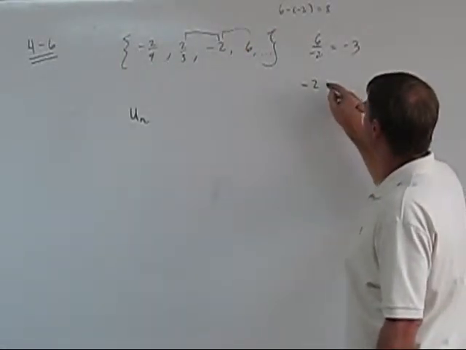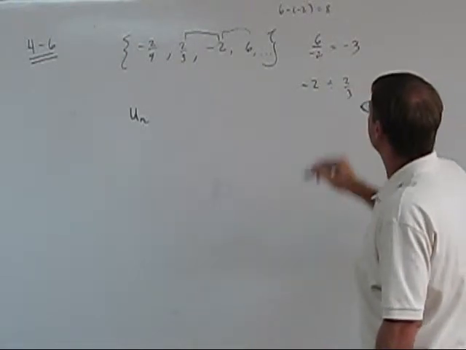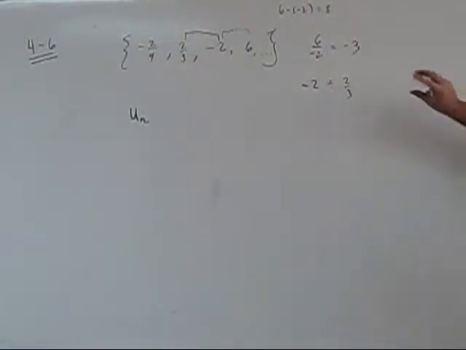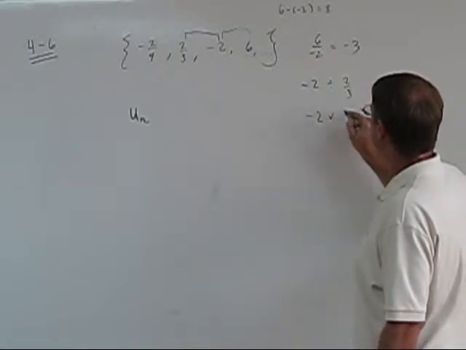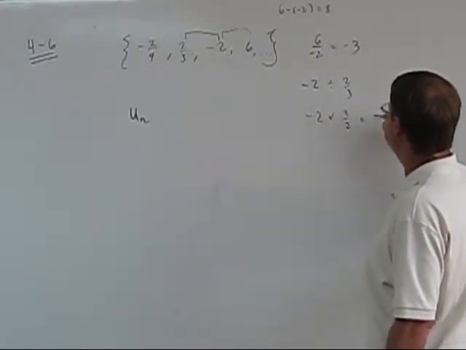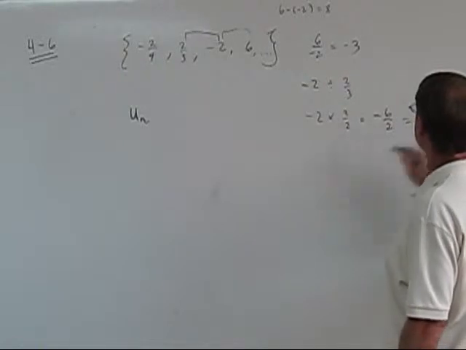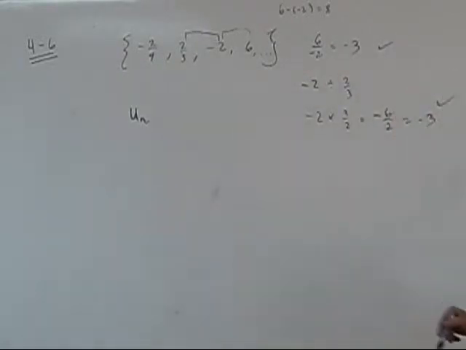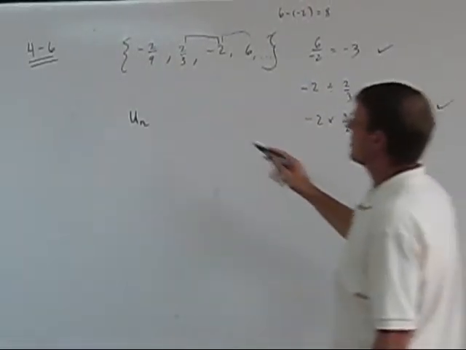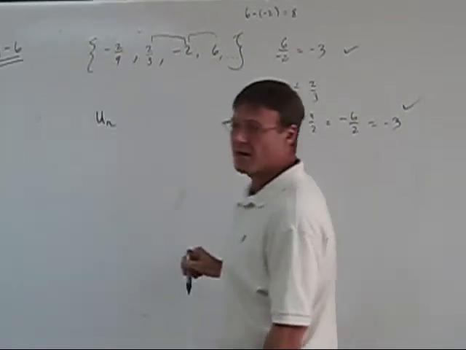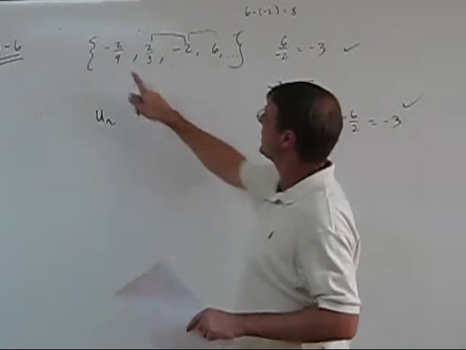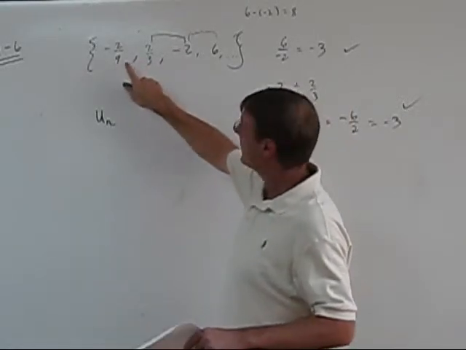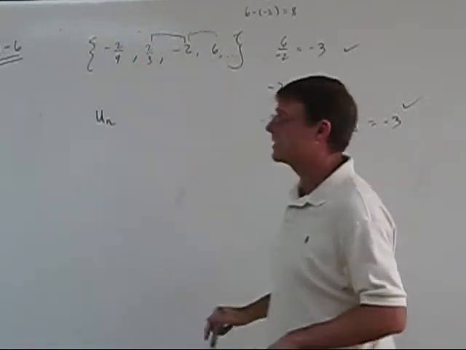So negative 2 divided by 2 over 3. Remember, when you divide a fraction, you flip it and multiply. So this is the same as negative 2 times 3 over 2, which is negative 6 over 2, which is negative 3. So you see, we did get the same ratio. To be absolutely sure, you'd want to check this one as well. But you can just mentally check in your head. Did I get from here to here by multiplying by negative 3? And the answer is yes.